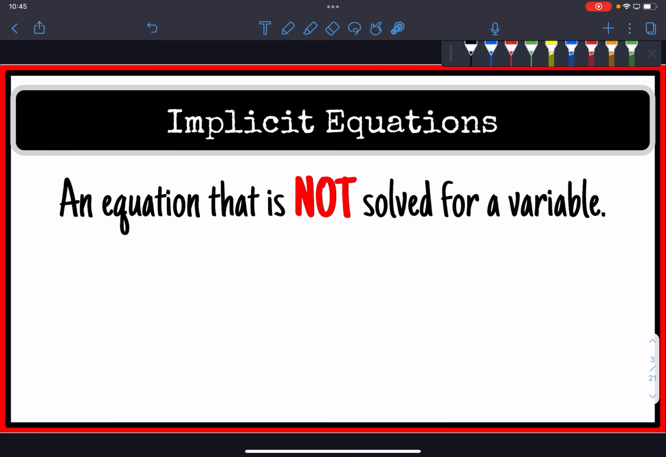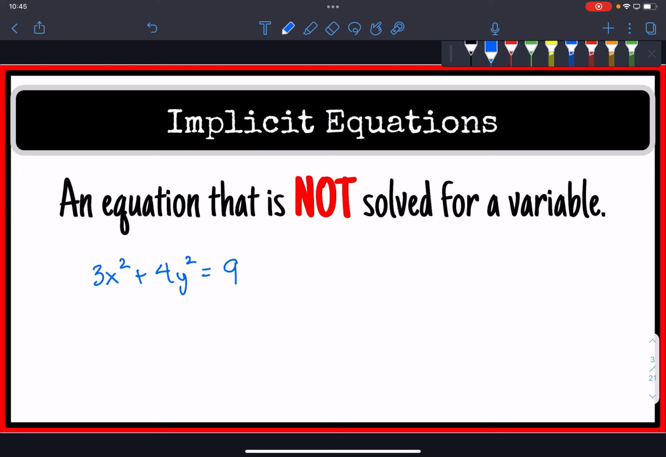An implicit equation is an equation that is not solved for a variable. So for example, 3x squared plus 4y squared is equal to 9. This is an implicit equation. This equation is not solved for x nor for y, so it's not explicitly telling me what the value of any of these two variables equals to.